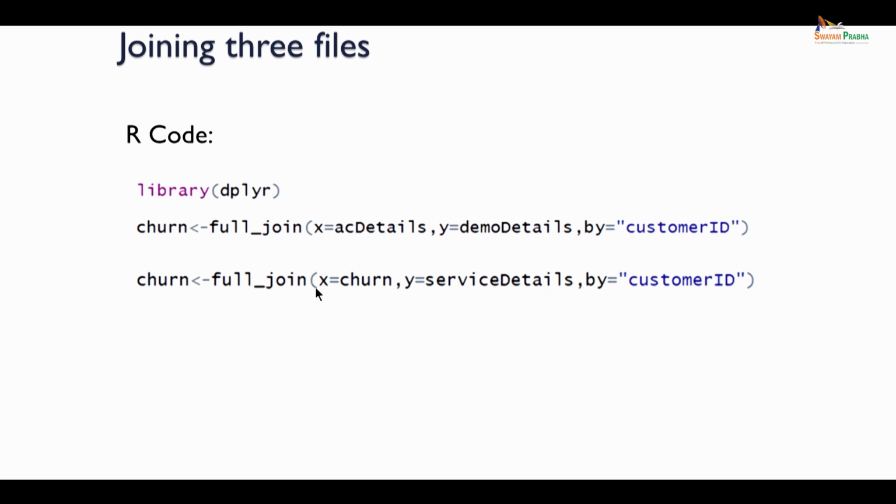Similarly, we can join the service details to the existing data frame called churn using the same full join function. So, now x will be my existing data frame, that is called churn, and y will be the data frame to be joined, that is service details, through the same common variable called customer ID. So, now this churn will contain all the information across all the data frames. When we look at the environment tab, you can see churn has 250 observations with 21 variables. So, this 21 variables has come from AC details, demo details and service details. So, now we have joined the 3 files.